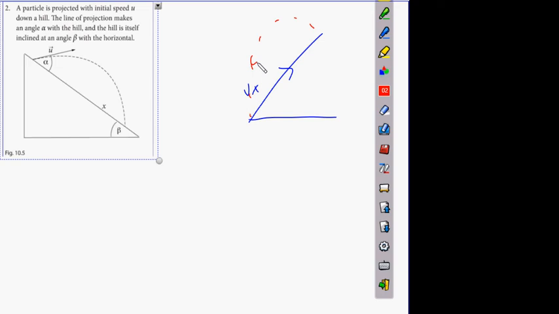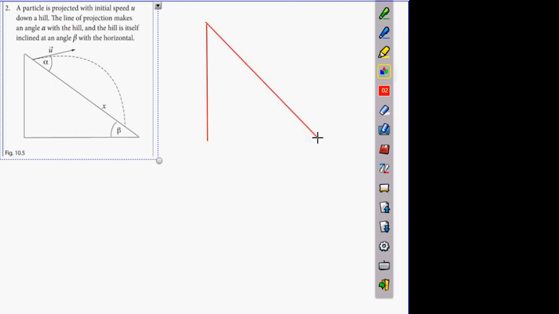So all that's going to change is the sign. It's not going to be minus gravity anymore. It's going to be plus gravity in the x direction only. So let me show you what we're going to do here. Once again, I'm going to start by drawing my plane, and this plane here is angle beta.